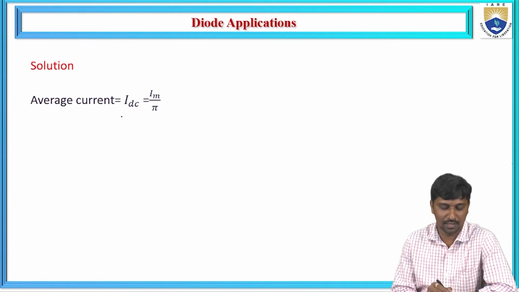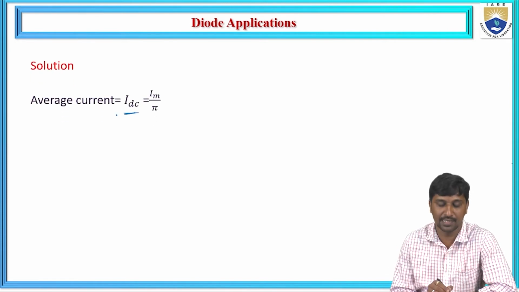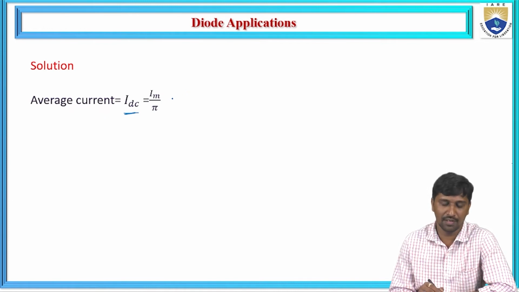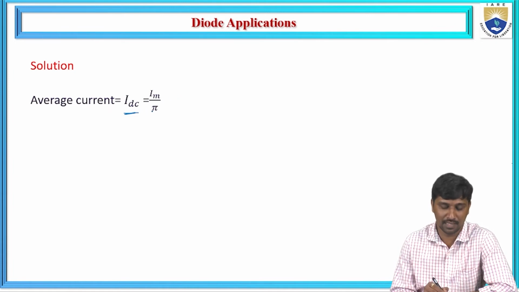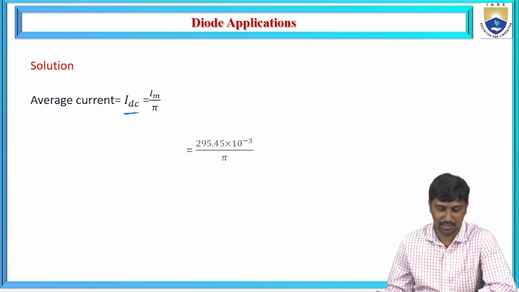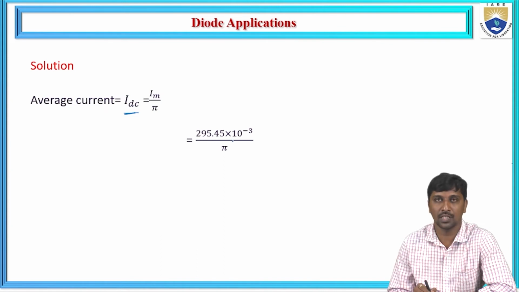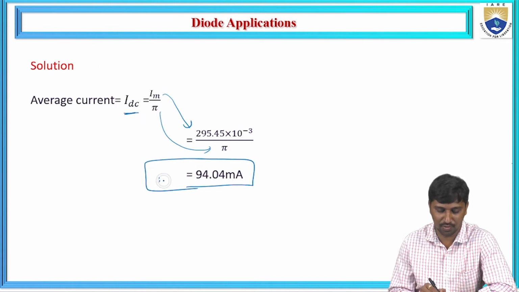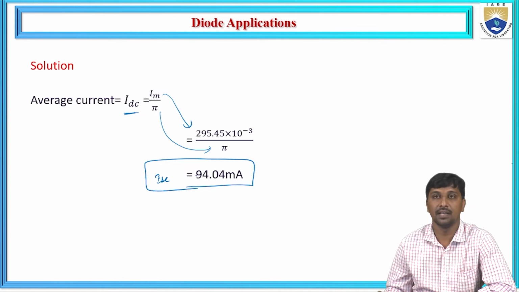And then we need to calculate the average current, that is nothing but the IDC value. So this is the half-wave rectifier. If you recall the analysis of the half-wave rectifier, the DC current is represented as 1 by pi times IM. So it is 295.45 into 10 to the power minus 3 by pi. We already observed this IM value, just substitute the IM value and the pi value to observe the IDC value, that is 94.04 milliampere.